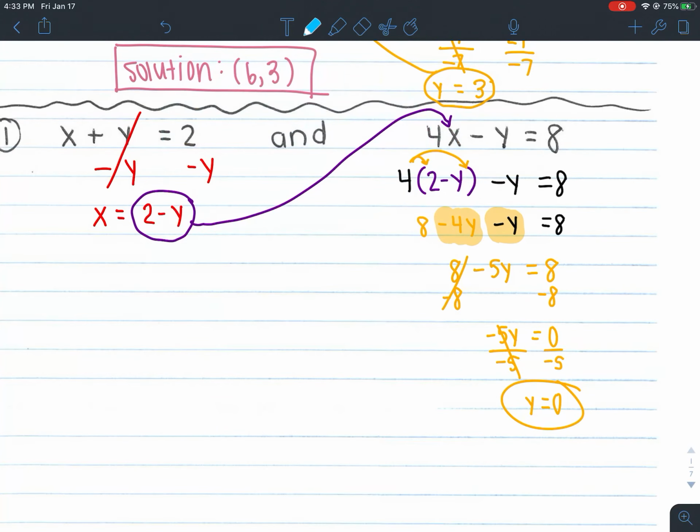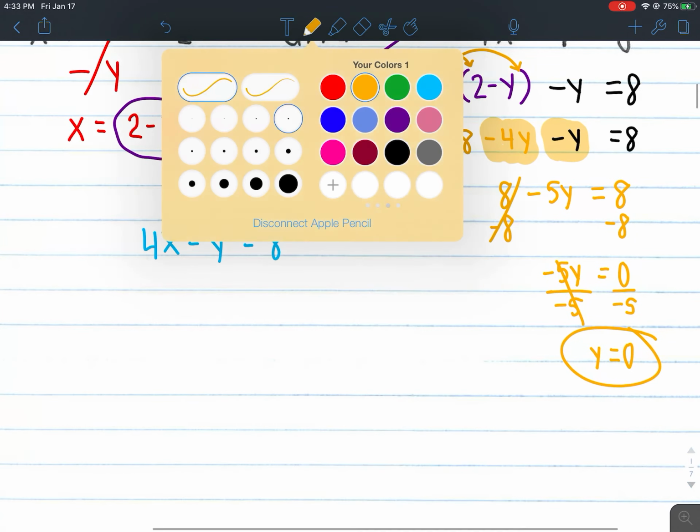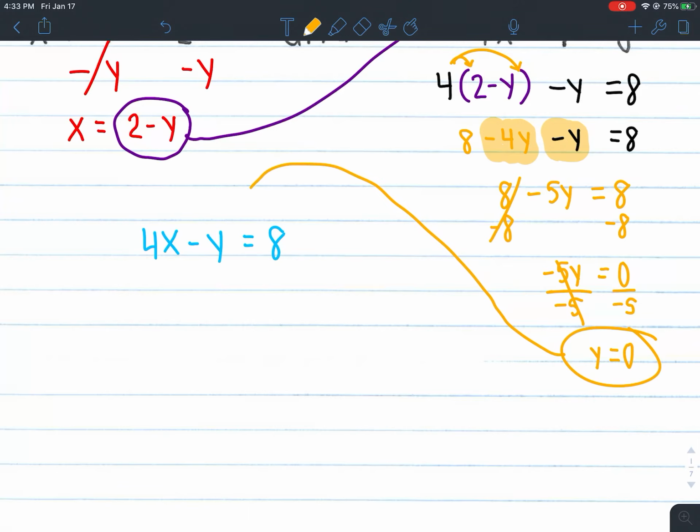So now I choose one of my equations. It's important that you choose one of your original equations to make the least amount of mistakes. It doesn't matter which equation you pick. I'm going to pick the one over here on the right, 4x minus y equals 8. I know that y equals 0, so I can substitute in right here.